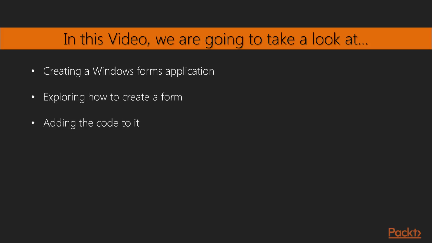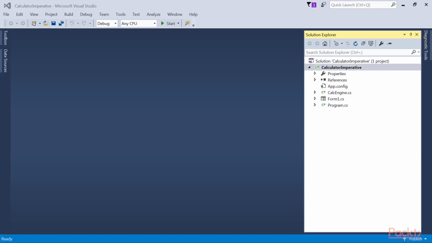In this video, you'll first create a Windows Forms application and then explore how to create a form and then add the code to it. Now, we are going to develop a calculator application in a Windows Forms application. For this purpose, we have to create a new Windows Forms project and a new form with several buttons to contain the numbers 0 to 9 and additional functionality, such as this calculator.